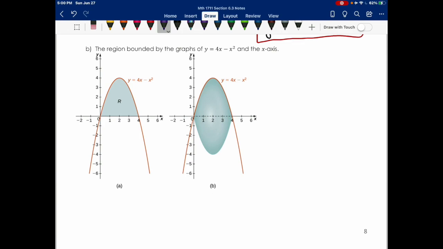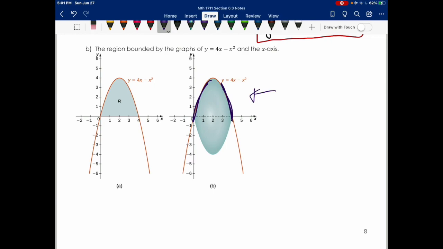Now in part B, we need to find the region bounded by the graphs of y equals 4x minus x squared and the x-axis, and then rotate it around the x-axis. So in the picture labeled A, you see our region. And then in the picture B, you can see if we rotate it around the x-axis, we get this picture in graph B.